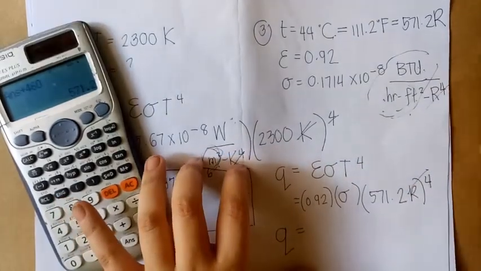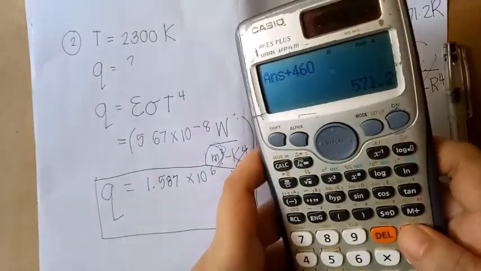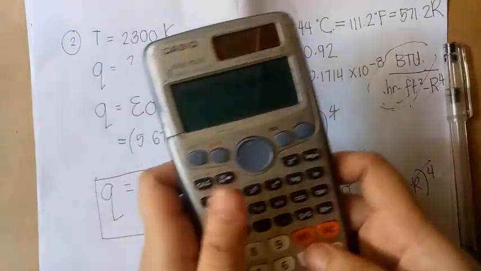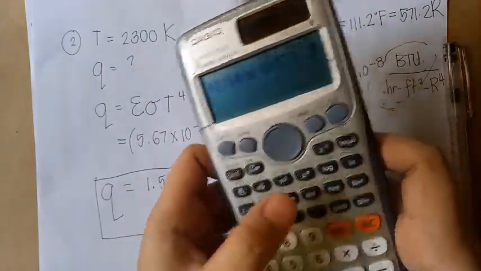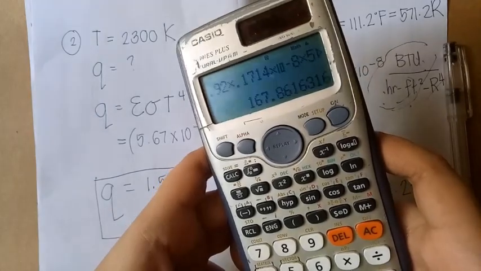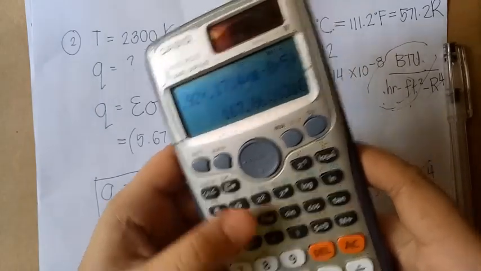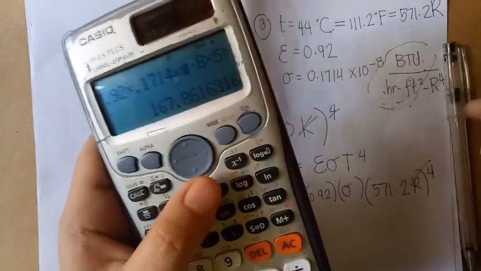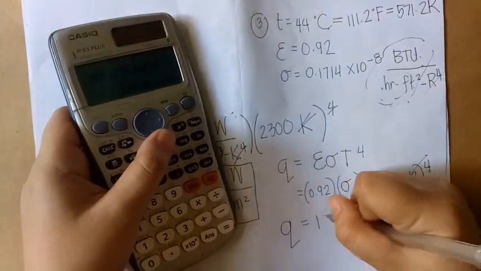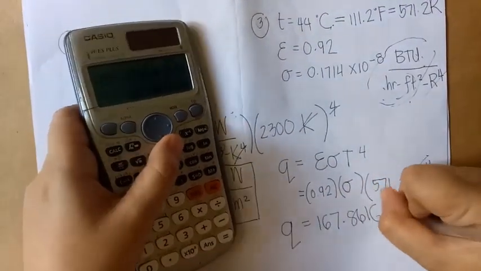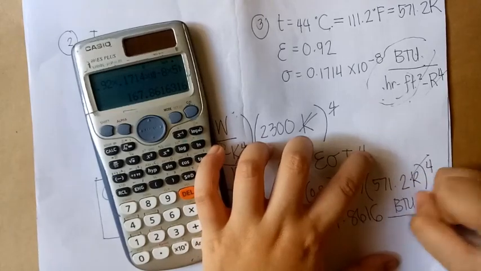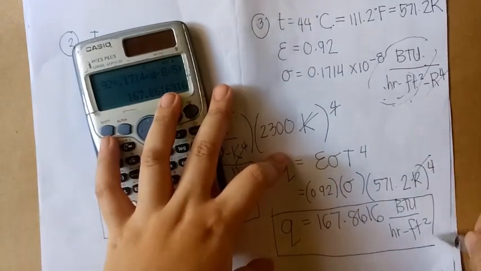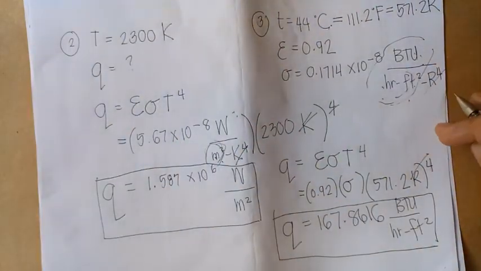Thus, ang heat flux per square foot is 0.92 times 0.1714 times 10 raised to negative 8 times 571.2 raised to 4. Okay, so 167.8616. Ang ating unit is BTU per hour per square foot. So, ito na yung ating final answer. Okay? So, yan na yung ating problems number 2 and 3.